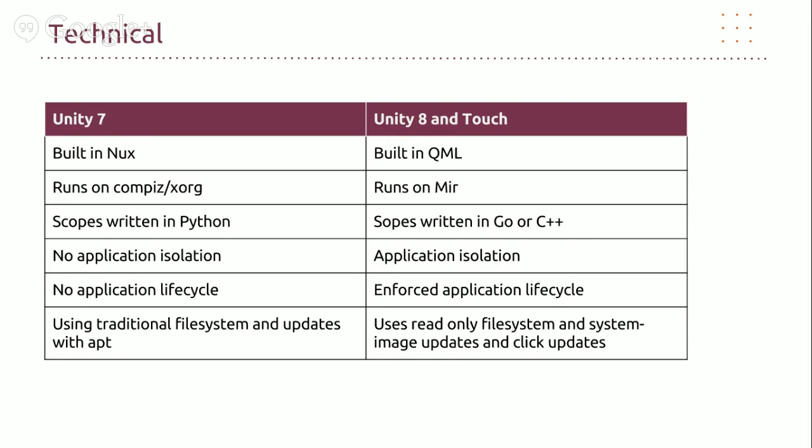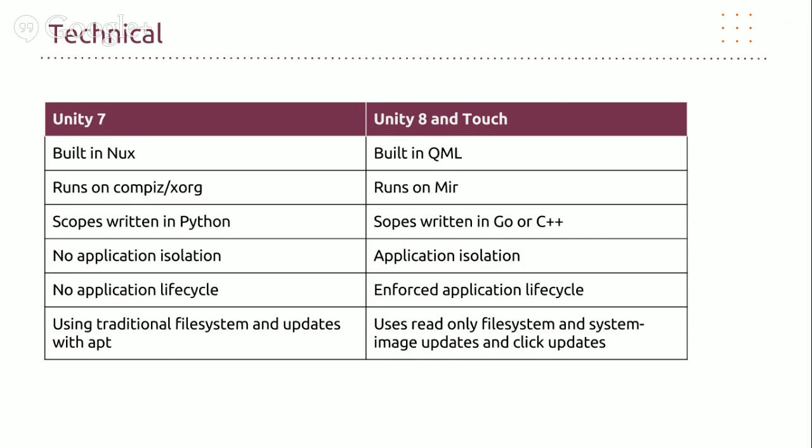Unity 7 runs only on compiz and Xorg. It really requires that, whereas Unity 8 strictly runs on Mir these days. So this is a big gap that we have to fill. Unity 7, if you have any custom scopes, scopes are written in Python in Unity 7. But in Unity 8, they're written in Go or C++, so there's going to be some porting involved if you have favorite scopes that haven't been ported yet.